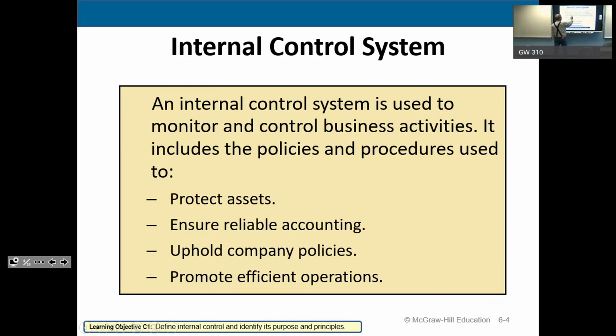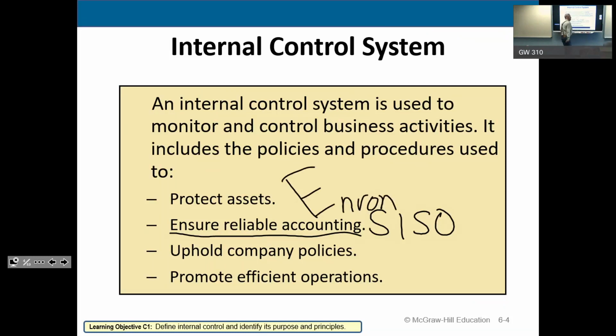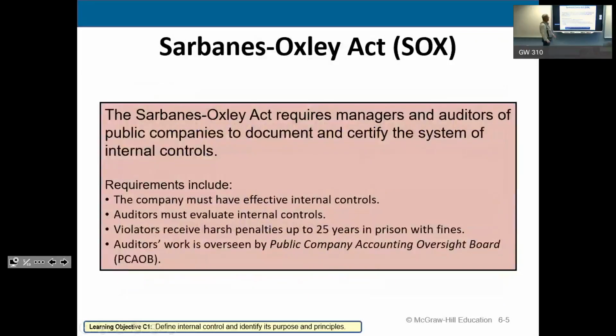Internal controls are used to monitor and control business activities, and include the policies and procedures used to protect assets. This is a big one. Ensure reliable accounting. GIGO: garbage in, garbage out. You don't want to be in that accounting or budgeting office where you look at the financial statements and think, I don't trust these. There's a crooked example, Enron. Look that up. Uphold company policies, promote efficient operations, of course.